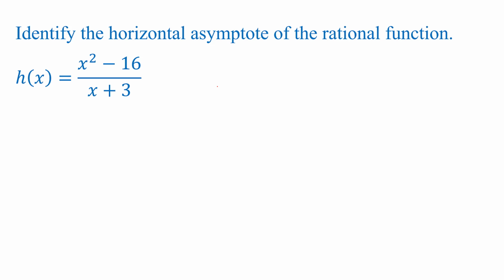Now for h of x equals x squared minus 16 over x plus 3. To identify the horizontal asymptote, note the degree of the numerator is 2, the degree of the denominator is 1. Here the degree of the numerator is greater than the degree of the denominator, so as I mentioned in our instructions for finding horizontal asymptotes, there is no horizontal asymptote here.